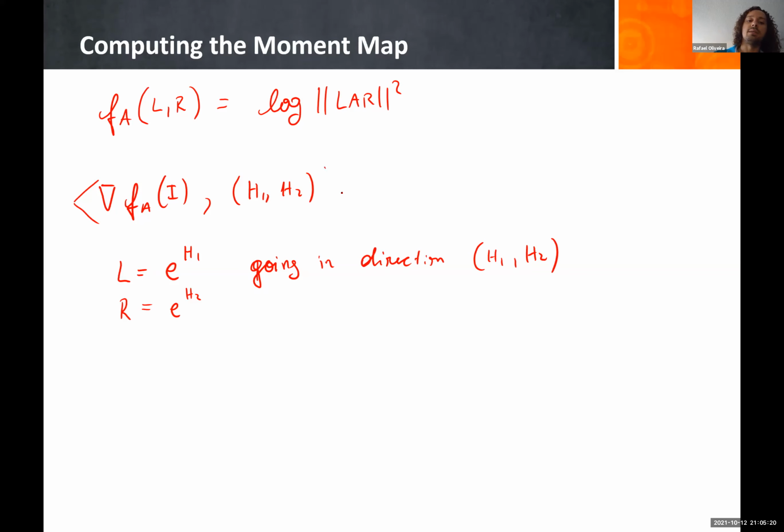So if I do this, by definition, this is the gradient, right? The gradient inner product with your current direction gives you the directional derivative. But what is the directional derivative? We can see the directional derivative exactly by doing it through the exponential map. So this is the derivative with respect to t of our function f_a when I go in that direction. But how do I go in that direction? Well, e to the t h1, e to the t h2. And then I evaluate this at t equals 0.